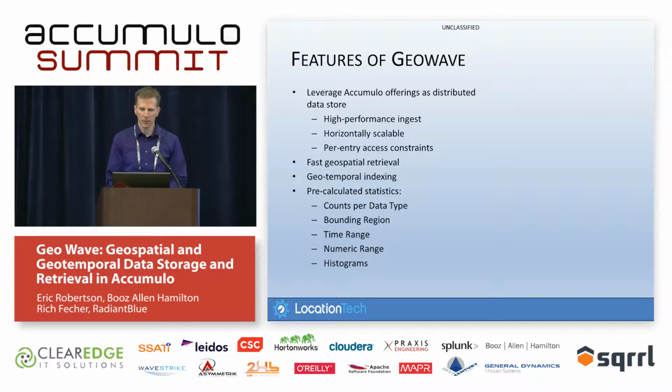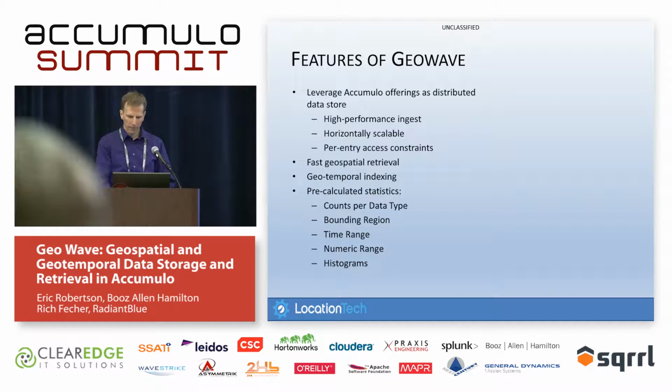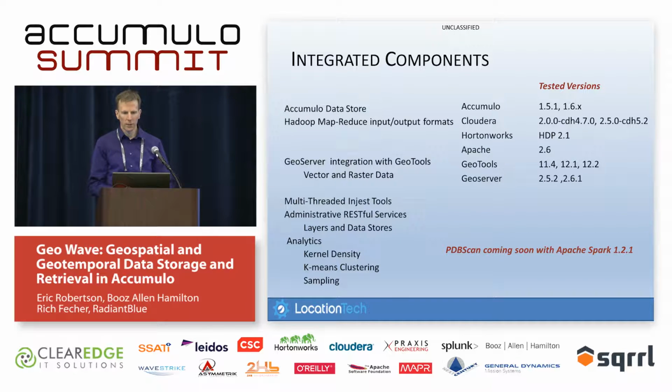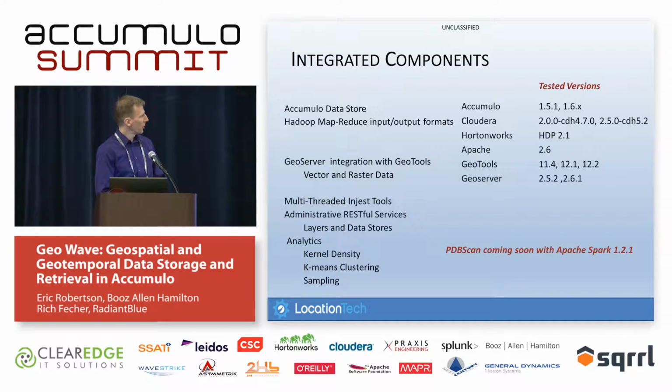So the features of GeoWave. GeoWave leverages Accumulo, as we heard, because we get high performance ingest, horizontal scalability, and nice features like per-entry access constraints. With the sorted row keys, we're able to get fast geospatial retrieval. Right now these are the tested versions. We actually support a couple more versions, but these are what we test on a regular basis.